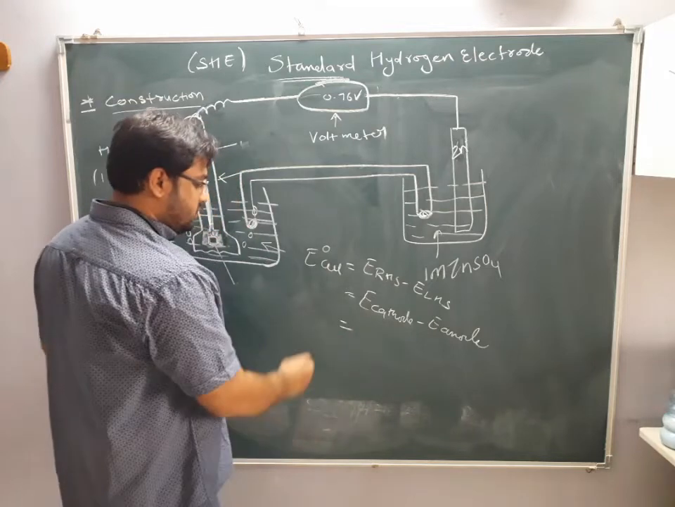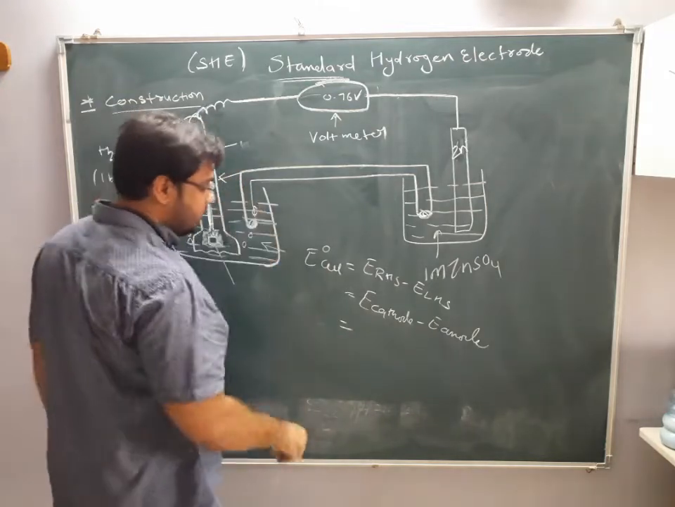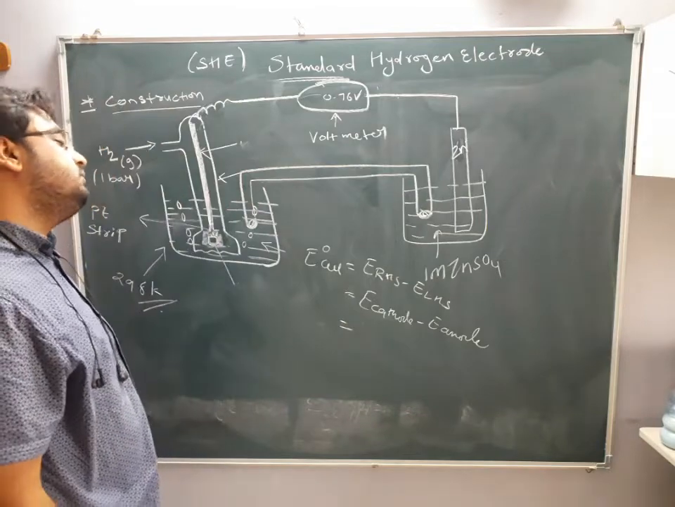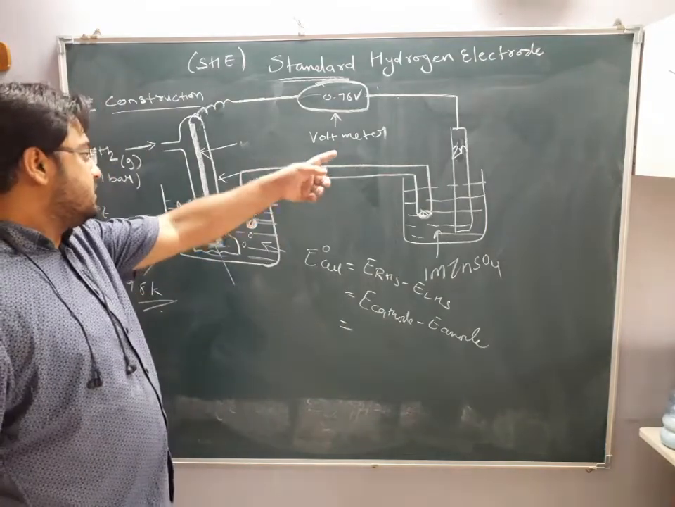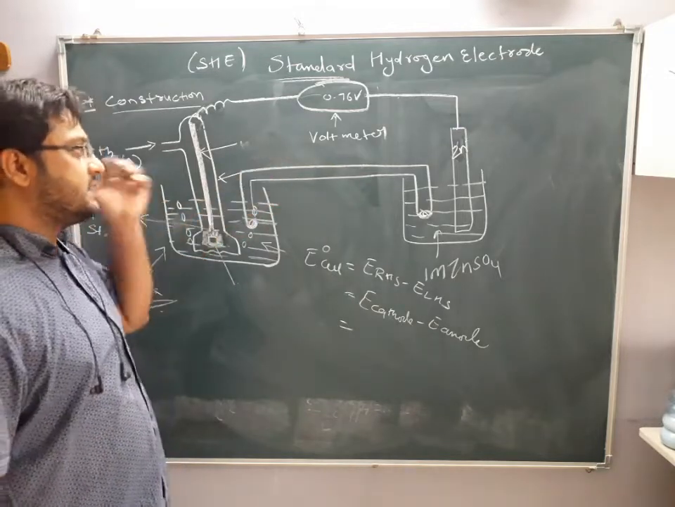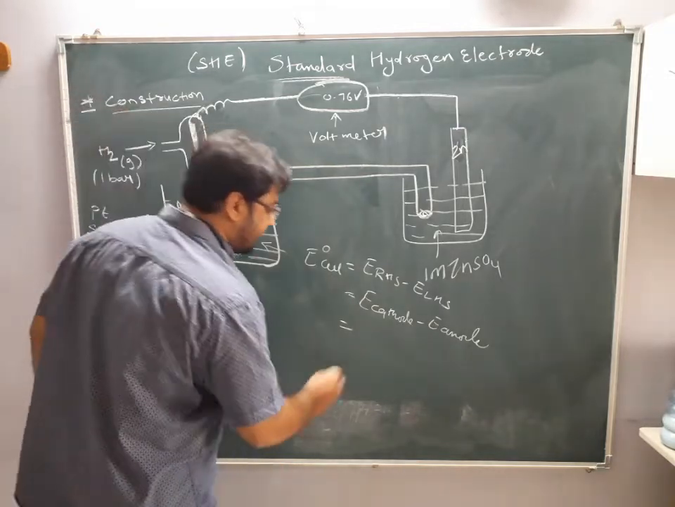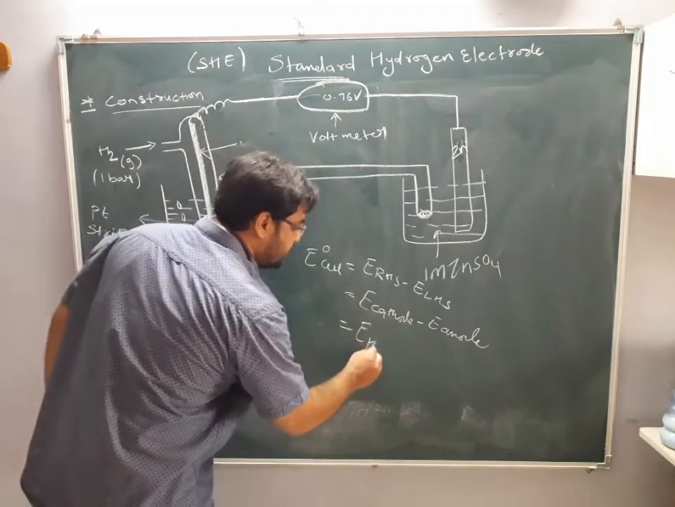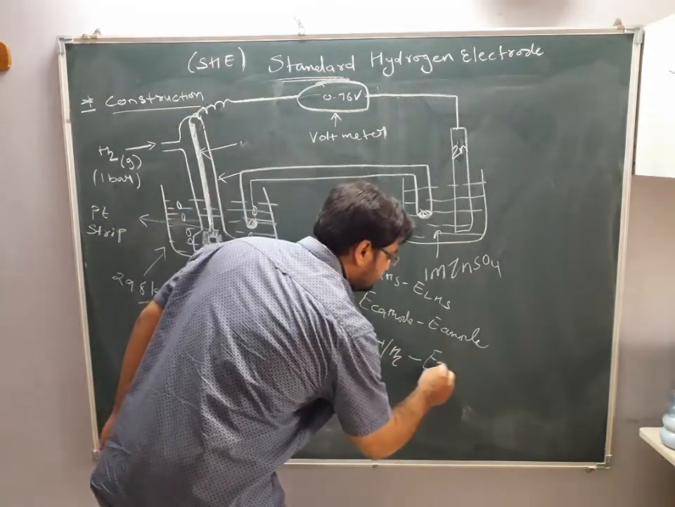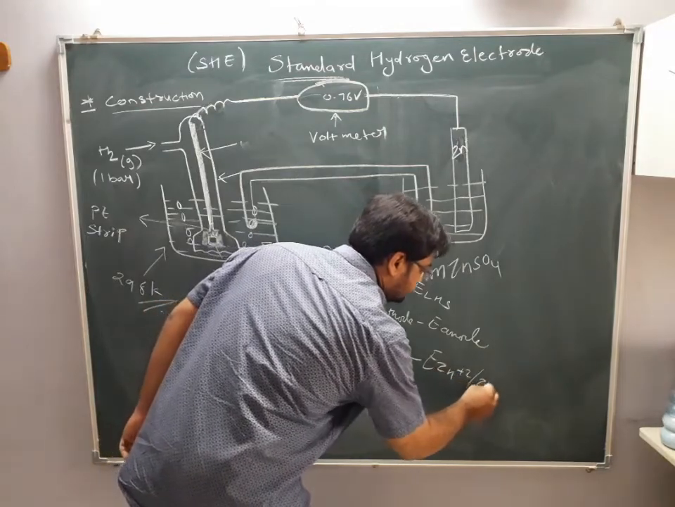So E cathode, in E naught cell, E cathode means here who can be cathode? See, here zinc in the series is coming above the hydrogen. So zinc will act as an anode and hydrogen will act as a cathode. So at the cathode reduction occurs. So this will happen, minus zinc.